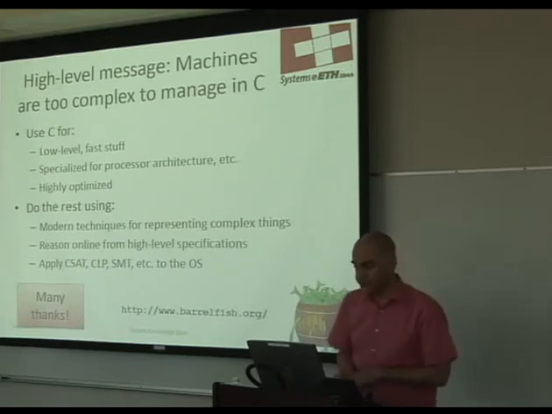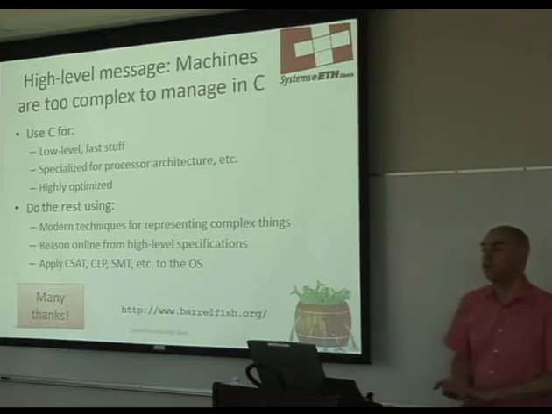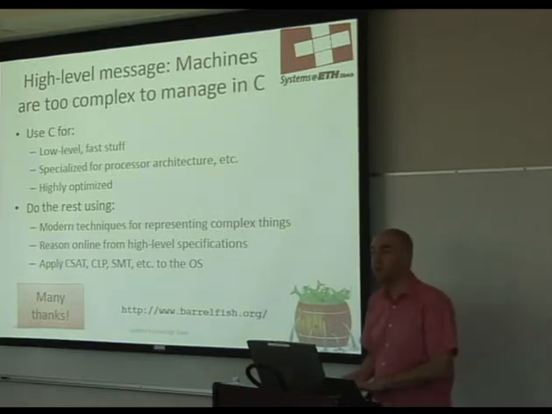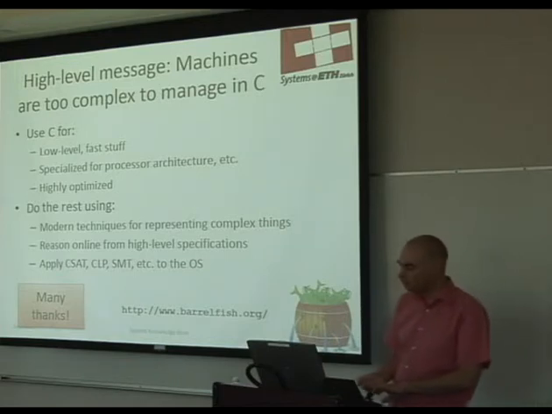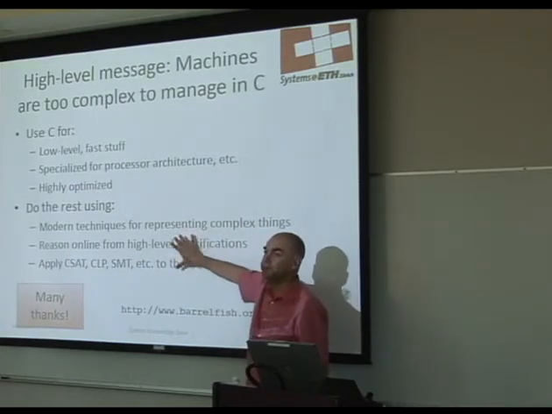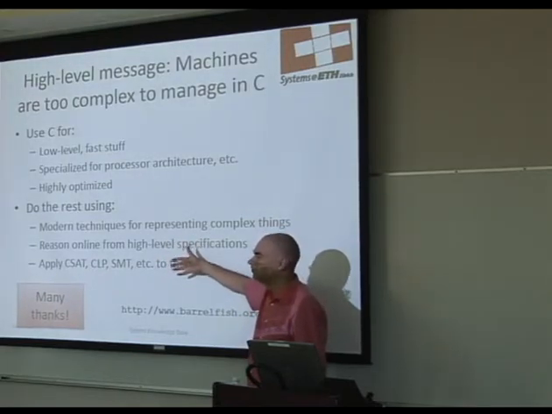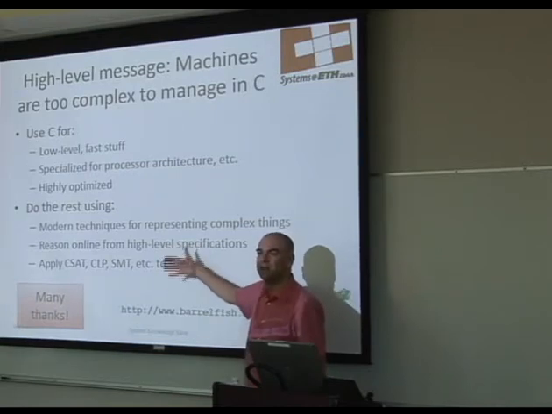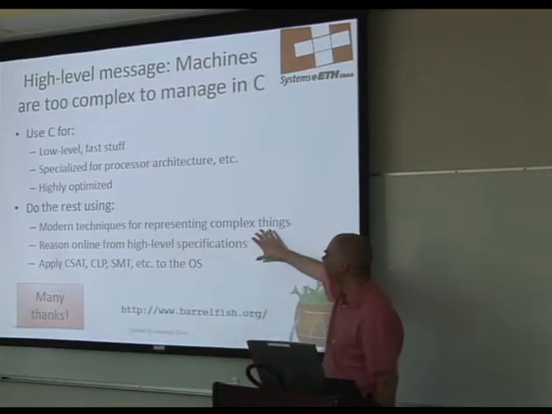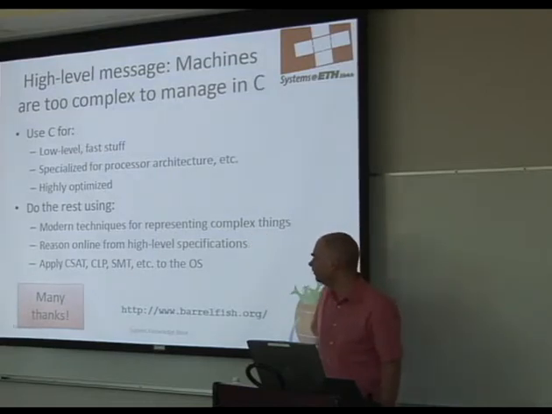But the high-level message here, I think, is that machines these days are too complicated to manage and configure using C. I think you still have to write C for most of the operating system. We do, and are happy with it. It's good for the low-level fast stuff, it's specialized for the processor architecture, it's highly optimized. But for all the rest, you really want to look at the kinds of techniques that were developed in the 80s and 90s, expressing these problems in a higher level language. As long as they're not that performance critical, better representations are a better way to structure the operating system.